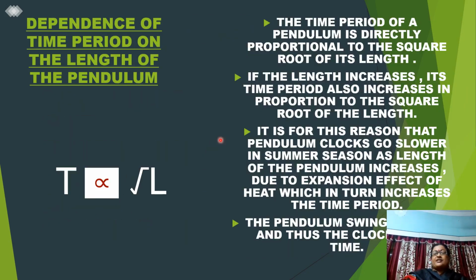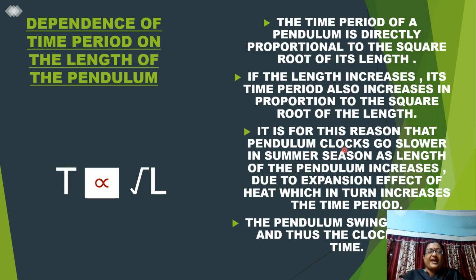now the first factor over here, the dependence of the time period on the length of the pendulum. What do we find? The time period of the pendulum is directly proportional to the square root of the length of the pendulum. Again I will say, the time period of the pendulum is directly proportional to the square root of the length of the pendulum. What it means is, if you increase the length, the time period also increases. That is, the square root of the length is going to increase.